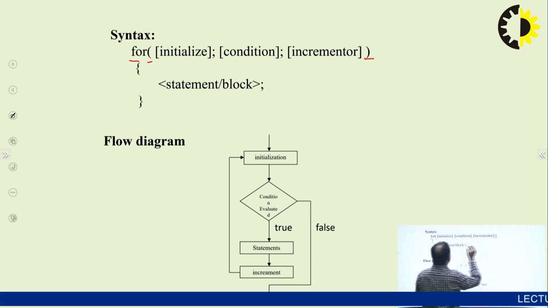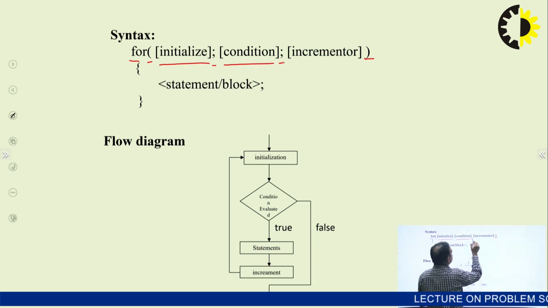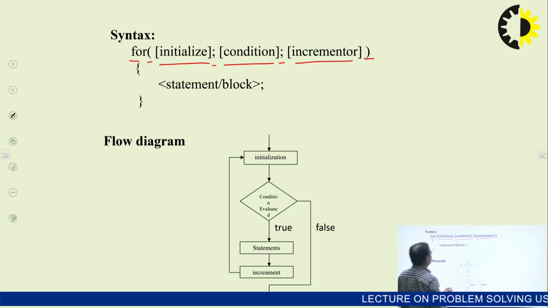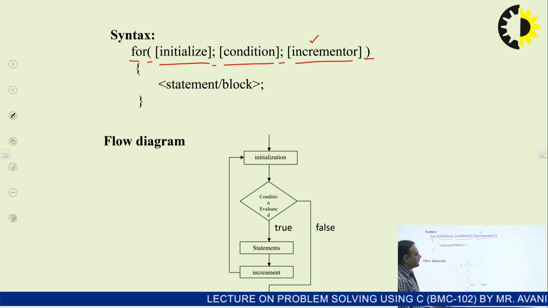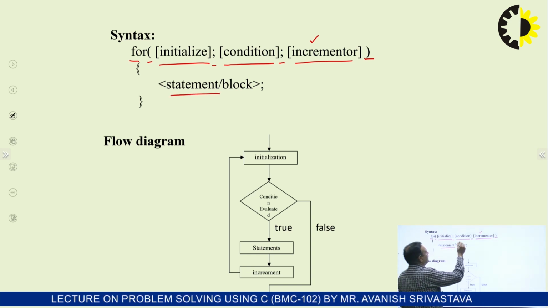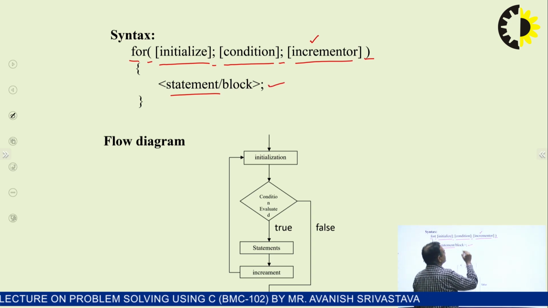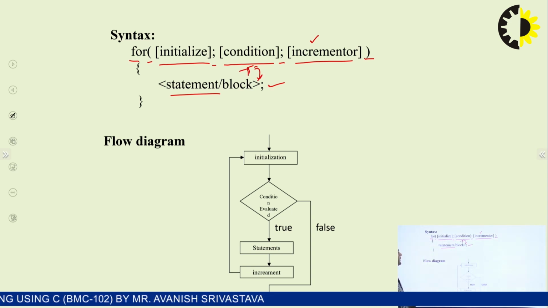For, left parenthesis, initialization, semicolon, condition, semicolon, increment or decrement, right parenthesis. Increment or decrement will be mentioned here according to the logic of the program, and then the statement or block. This statement of the block will be executed if the condition is true. If this condition is true, this particular statement or block will be executed.